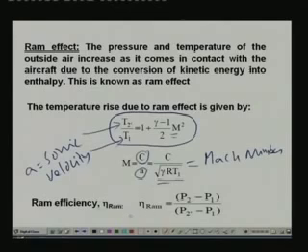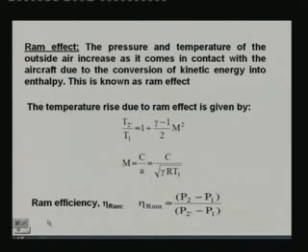And because the ram process is not strictly isentropic, you can define a ram efficiency as the actual pressure rise divided by the pressure rise if the process is isentropic. So we have the ram temperature rise during the ramming and the pressure rise during the ram process.